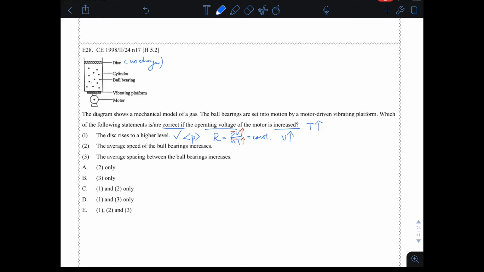The average speed of the ball bearing increases. Yes, because you can feel it already. If your operating voltage increases, then you will have faster molecules being pushed out. All right, so this is correct. The average spacing of the ball, that means the density. In fact, we are talking about the density. Average spacing increases. Yes, because when you talk about density, you just need to talk about the volume. When the volume increases as in statement 1, then the density will decrease because the average spacing increases. This is correct. So the answer is E here.